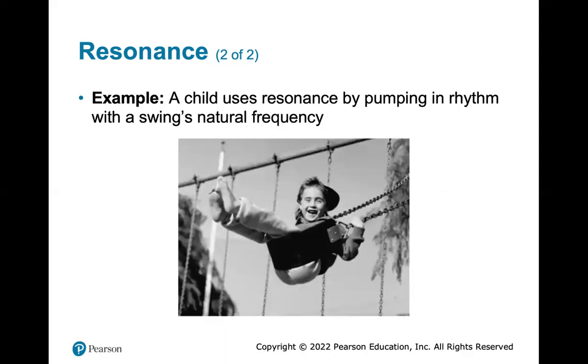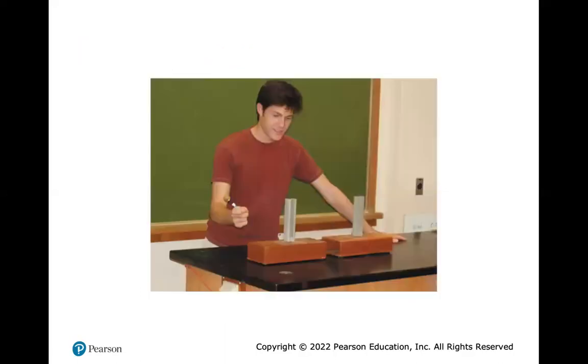Let's see. Example: a child uses resonance by pumping in rhythm with the swing's natural frequency. Just swing your feet back and forth, and you can get up pretty high. And here's a demonstration. This is probably one you can look online. This is one I had done in the lab when I used to go to the lab at St. Philip's.